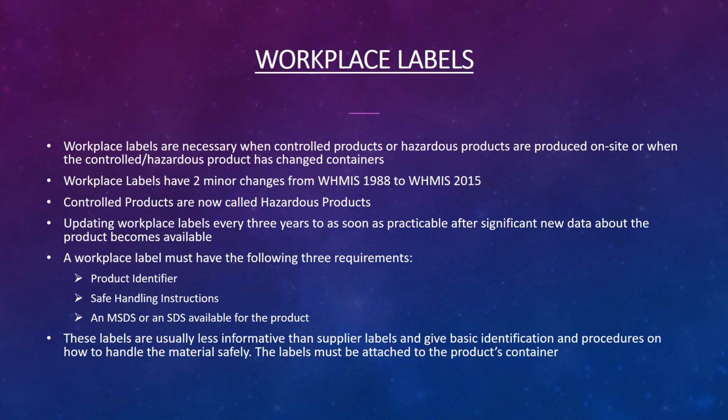A workplace label must have the following 3 requirements: product identifier, safe handling instructions, and an MSDS or an SDS available for the product. These labels are usually less informative than supplier labels and give basic identification and procedures on how to handle the material safely. The labels must be attached to the product's container.